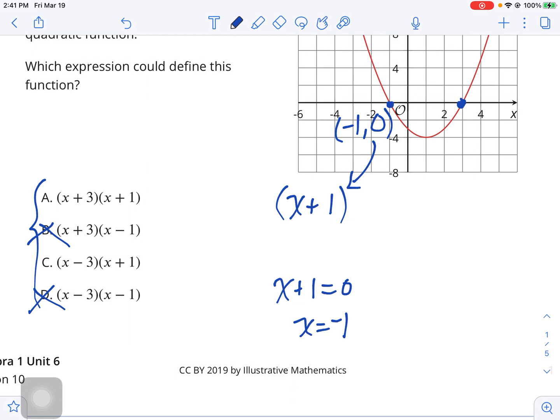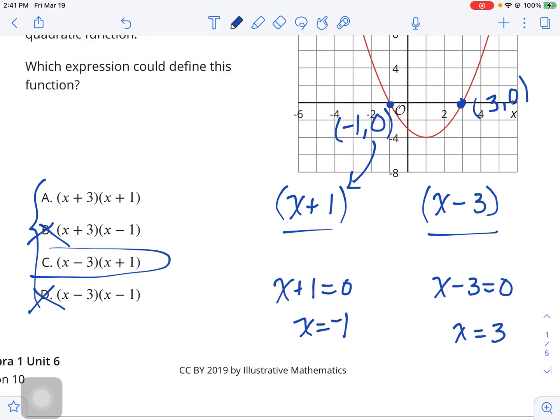And then this one over here, this x-intercept has coordinates 3, 0. And so that tells me that x minus 3 must have been a factor, because when I set that equal to 0, I get x is equal to 3. And so x plus 1 and x minus 3 would be letter C here.